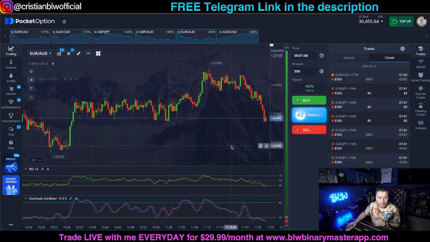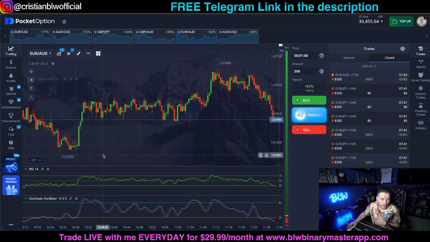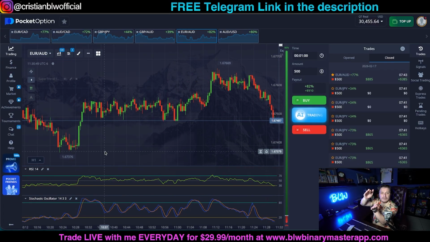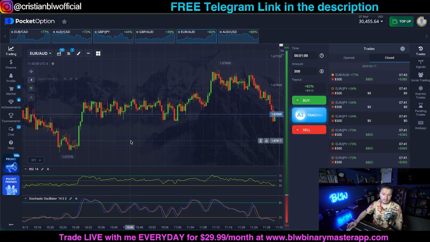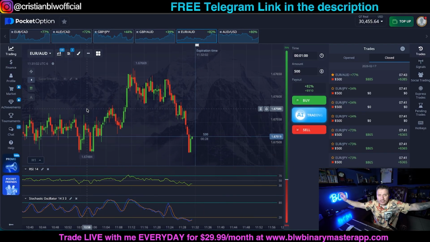If it's going to be a put position, then you look for the stochastic blue line to be above the orange line. So if it's a call position, the blue line has to be below the orange. If it's going to be a put position, the blue line has to be above the orange line. As simple as that. This is the way the strategy works.